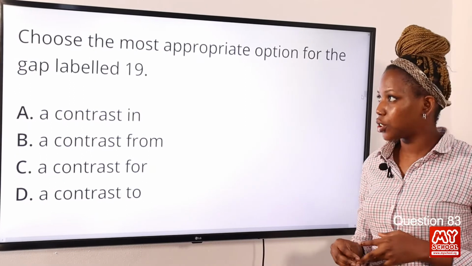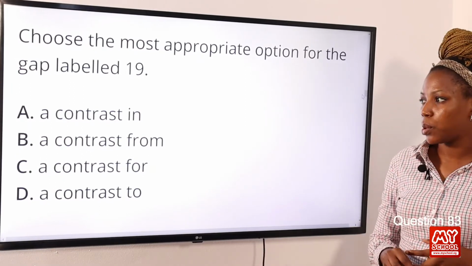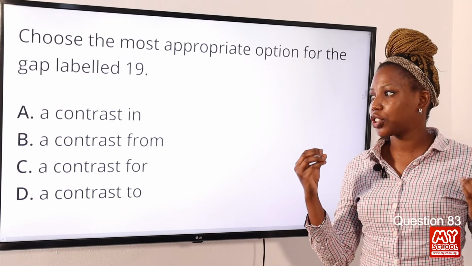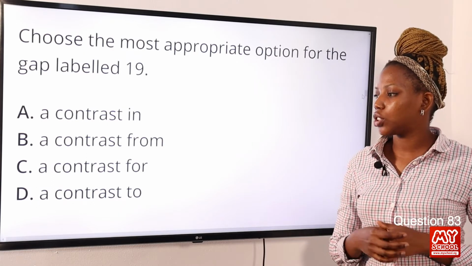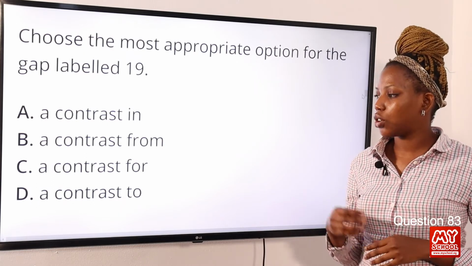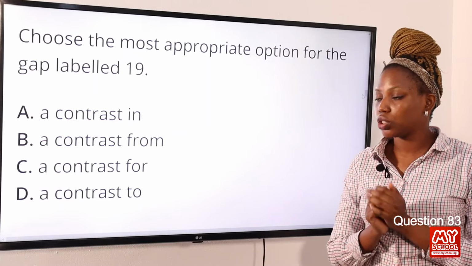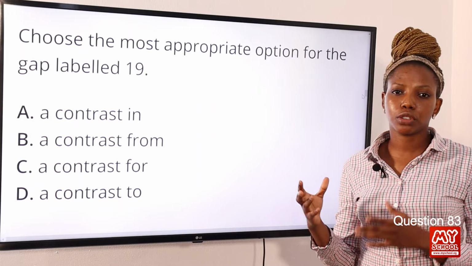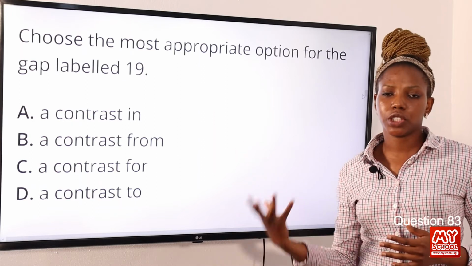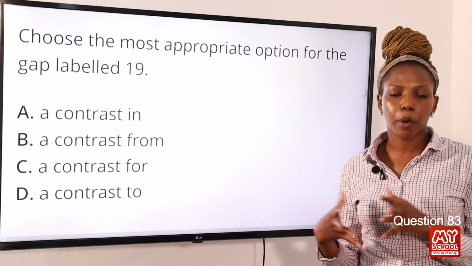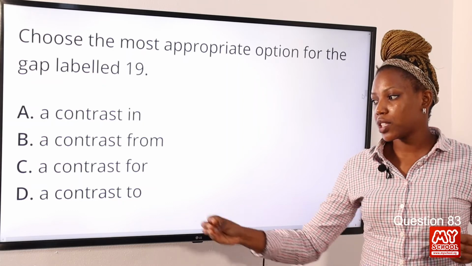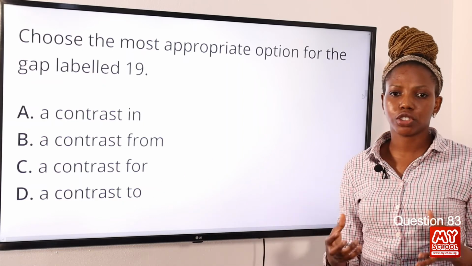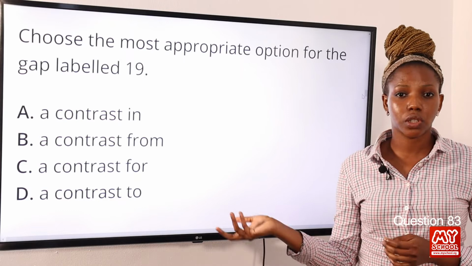Question 83, choose the most appropriate option for the gap label 19. Option A, a contrast in. Option B, a contrast from. Option C, a contrast for. Option D, a contrast to. Now the answer to this question is a contrast to. The difference in these options is the use of preposition, and the right preposition to use with the phrase a contrast is to, a contrast to. Option D therefore is the correct answer to this question.